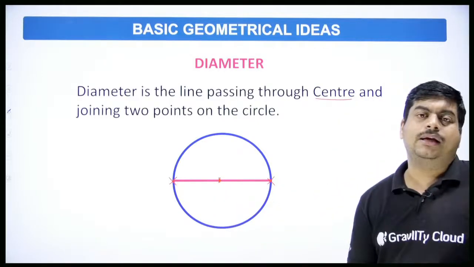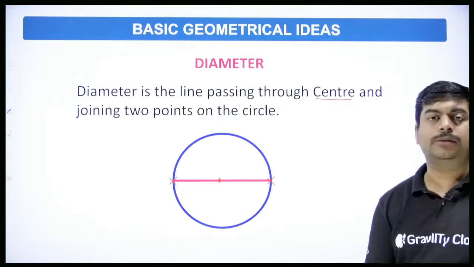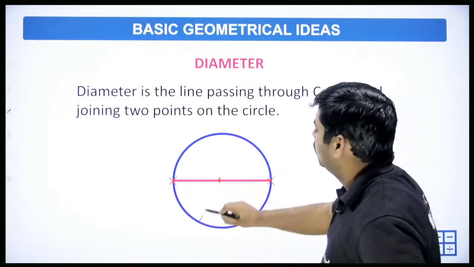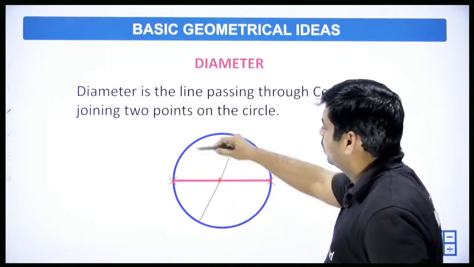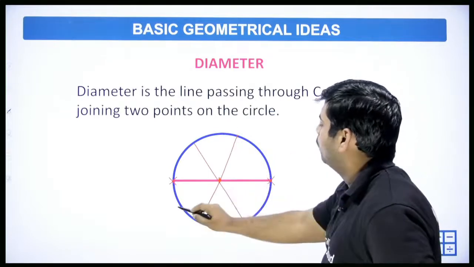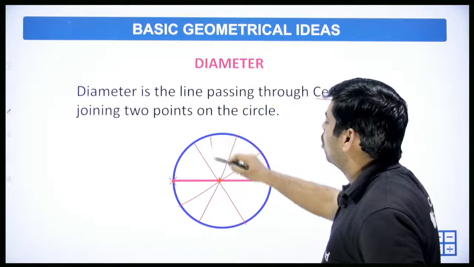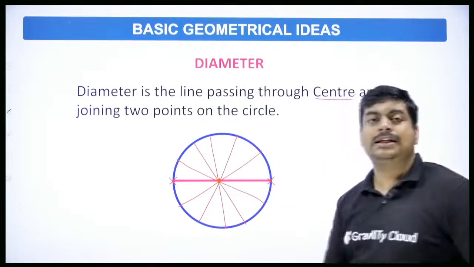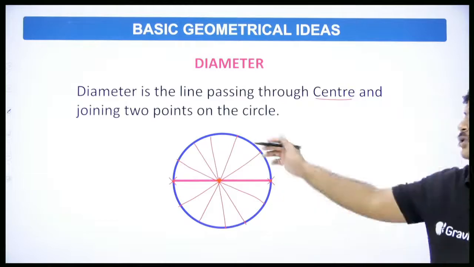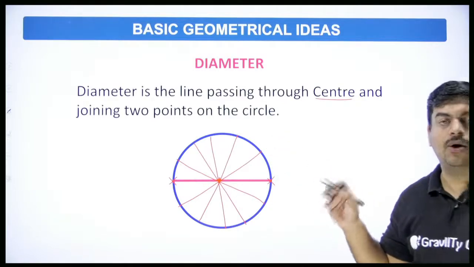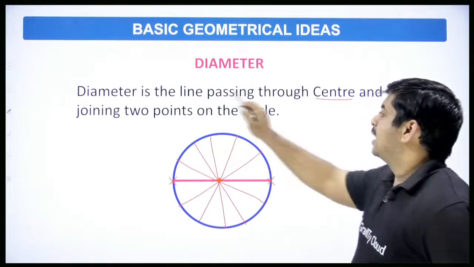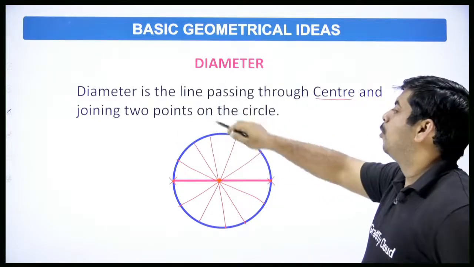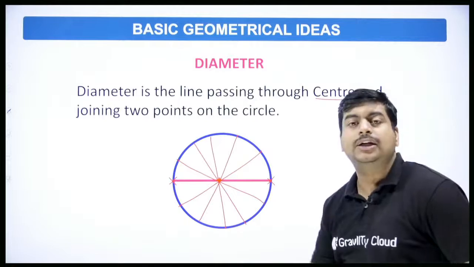Now you can tell me, is there any other diameter possible or only one? Why not? Passing through the center and joining 2 points, we have one more diameter. So we have many diameters. All these are diameters passing through the center and joining 2 points on the circle. So diameter is a line passing through the center and joining 2 points on the circle.